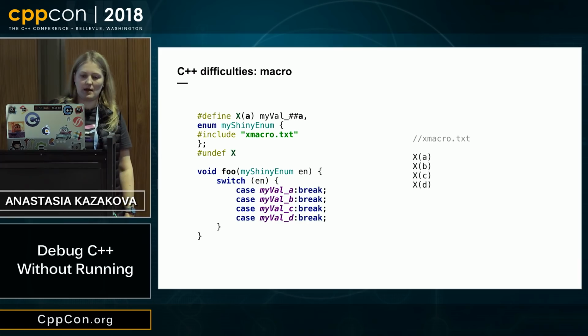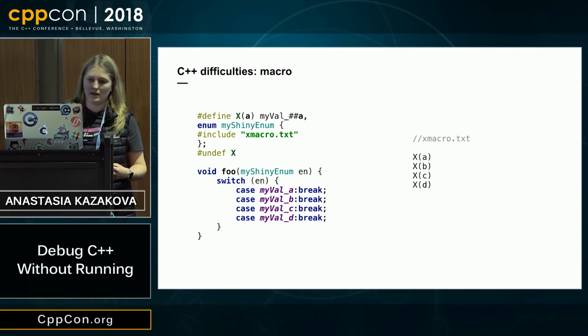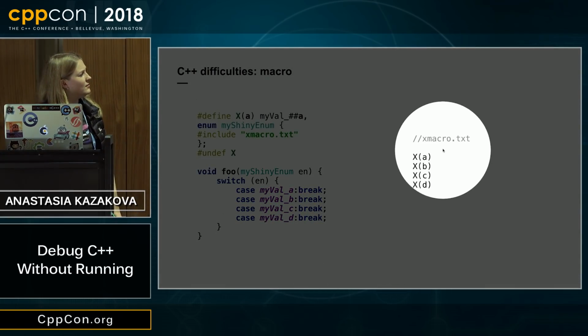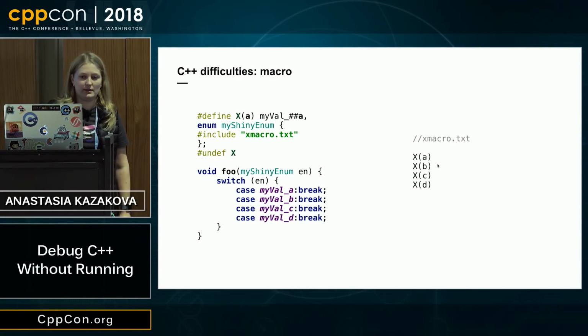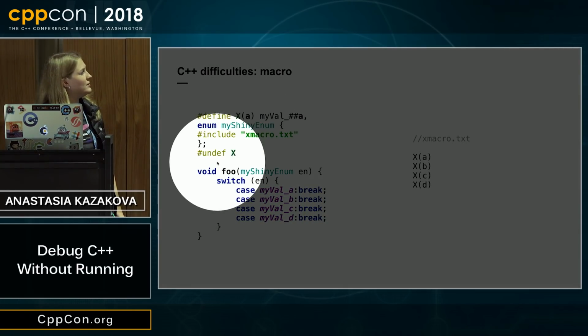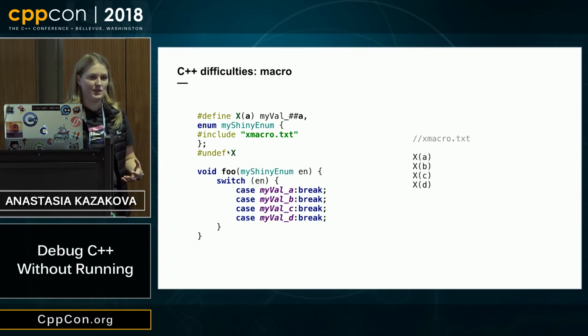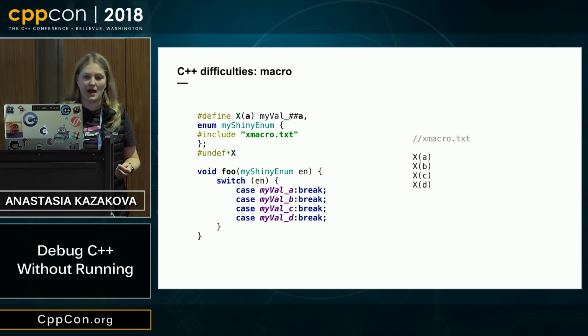If you look at the example, you will see that I have some enum definition here, and it uses a text file with some text in it. So it's just ill-formed code, it's just text. And I'm undefining this X macro. That means that after I do this undef, all the traces of what was happening there are removed. I don't have any history left after that point, because the macro was undefined, and I don't know the possible values for this enum.